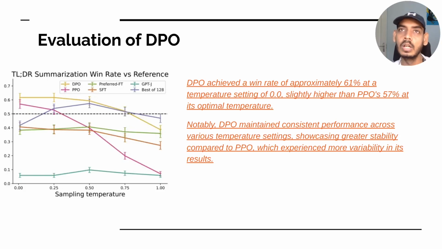Temperature is a parameter that we set in a large language model to control how creative the response generated by the LLM can be. So DPO performs well and consistently across different temperature settings, compared against PPO.